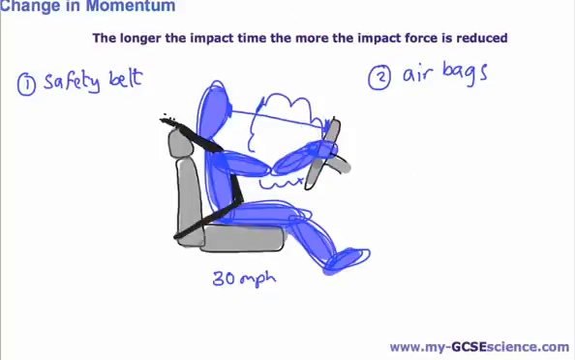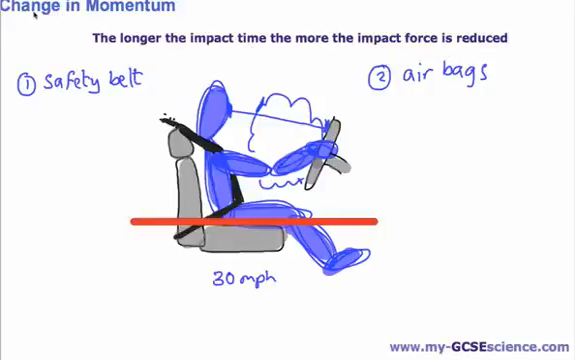And the last feature that we're going to look at quickly is the side impact bars, and similarly to the other two safety features, this is designed to increase the amount of time for a collision or an impact, and that means that the force of the impact is reduced. So that's a couple of safety features in cars that are designed to increase the impact time and therefore reduce impact force.